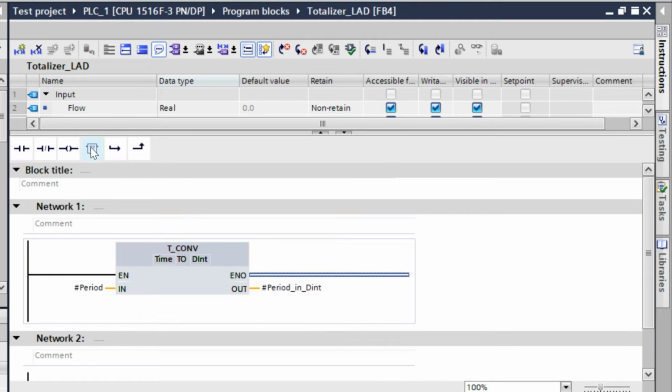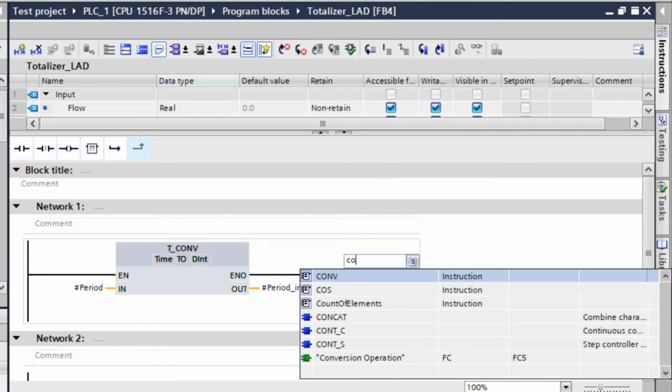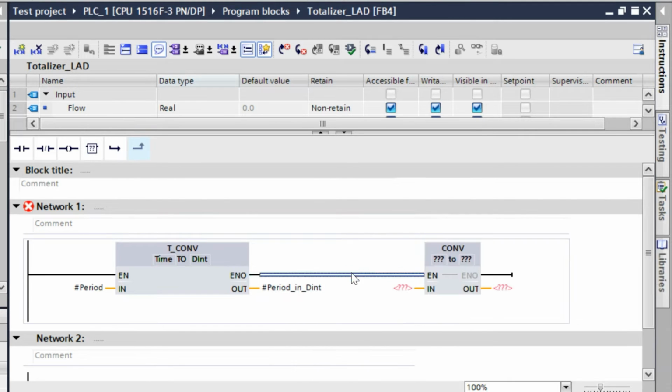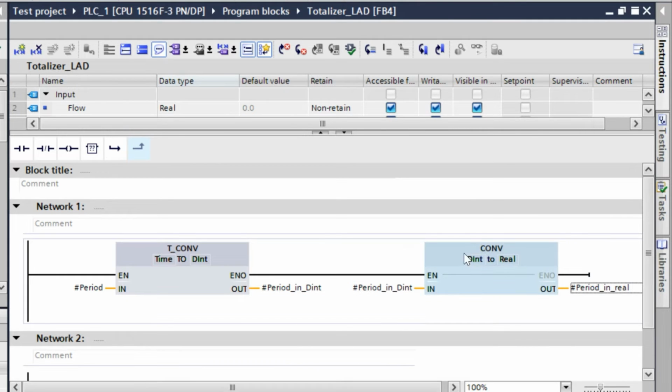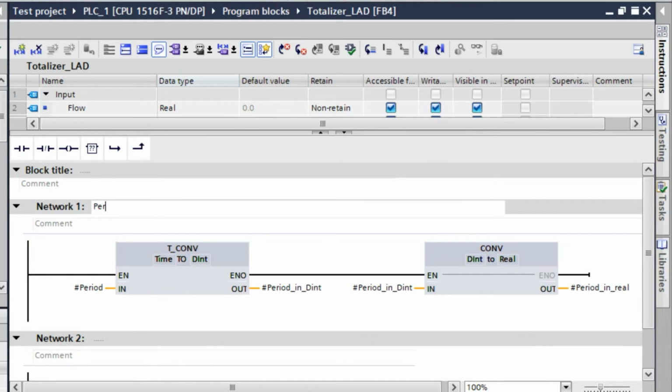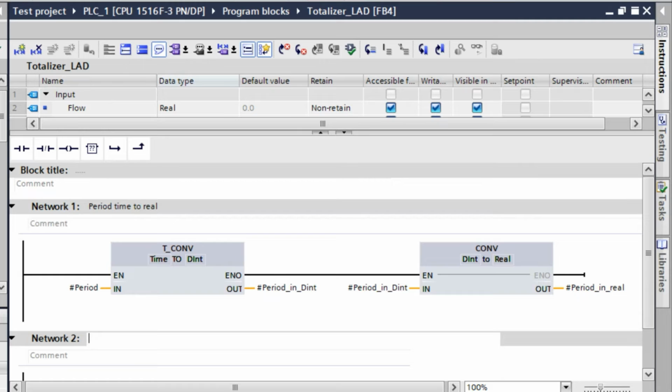Here I will take another empty box and give it the name conversion. This conversion function will convert the double integer value to real. Here, period in real, so it will convert double integer to real, and we can name it period DInt to real. And here we will take cycle DInt to real.